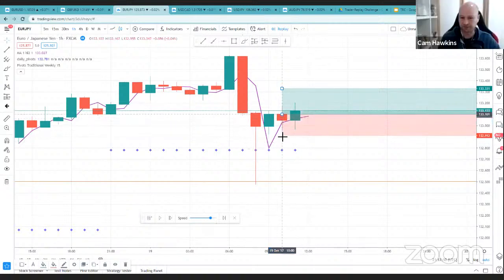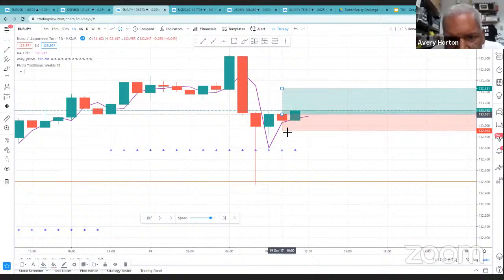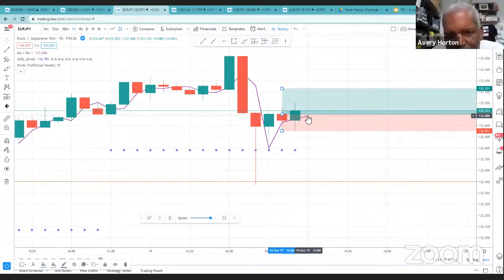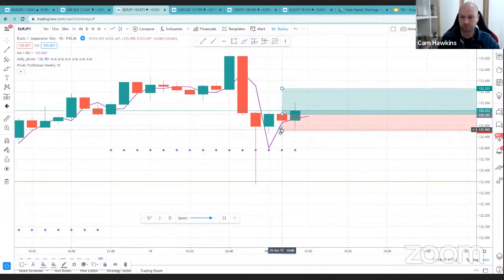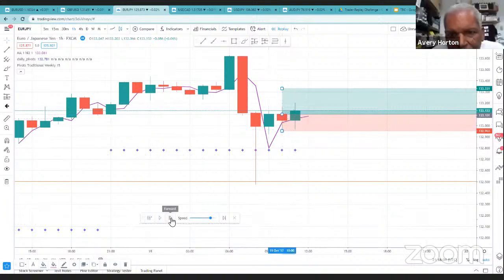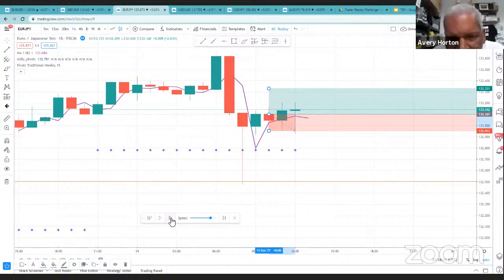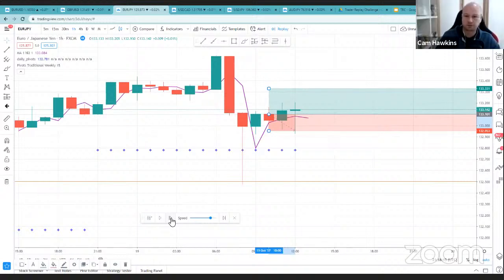Is it the midpoint of the current candle? No, that candle's closed. This is the midpoint of the current candle, and this is the midpoint of the previous candle. But let's just leave the stop alone. You're out. Yeah, I'm out. Okay, we'll move on to the next one.